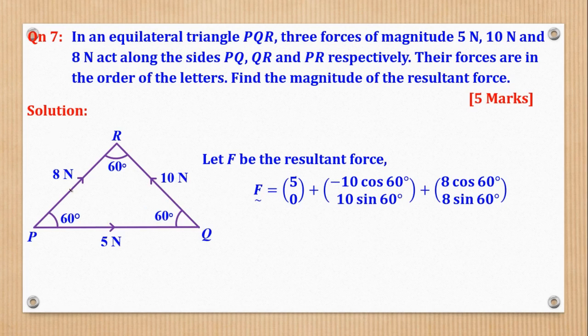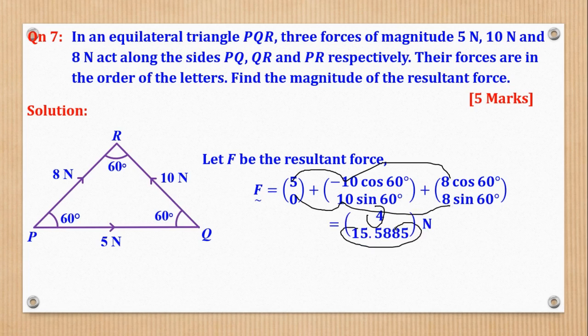Then for 8, the horizontal goes to the right, meaning it is positive. That's why you see 8 cos 60. Then the vertical goes upwards, meaning it is also positive. That's why you see 8 sin 60. After resolving, we have to use a calculator to add. So add this plus this plus this to give you this, then also this plus this plus this to give you this to 4 decimal places.